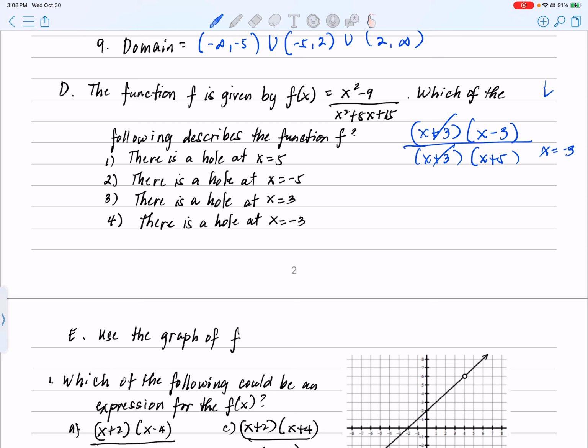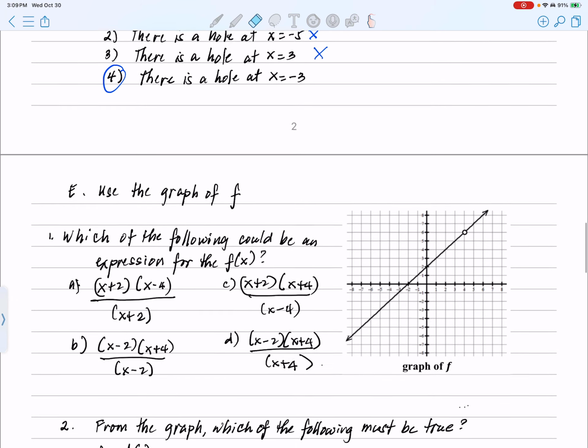Okay. So which of the following? There is a hole at 5? No. There is a hole at negative 5? No. There is a hole at 3? No. There is a hole at negative 3. We found it. All right. Very easy. Once you know, it's very easy.